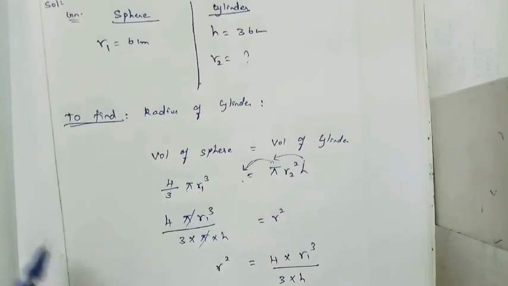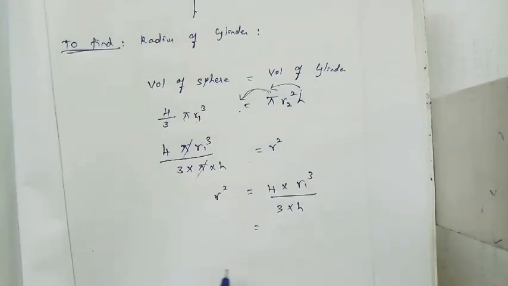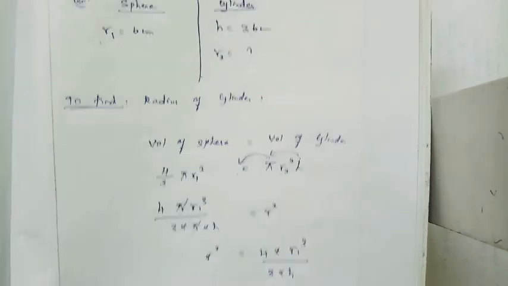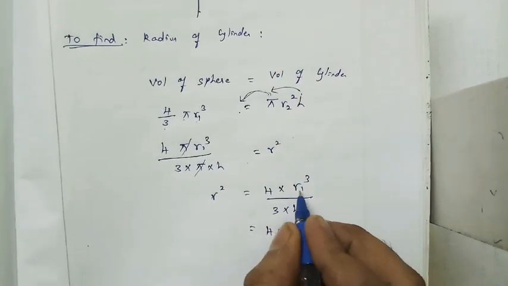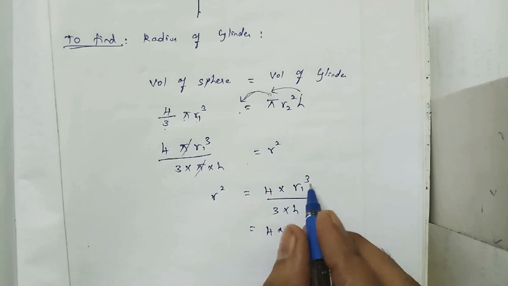Now we know the value of R1. What is the value of R1? 6 centimeter. Substitute and simplify. What is the value of h? 36 centimeter. Substitute 4 into R1. What is R1? 6 centimeter. 6 has been multiplying thrice.